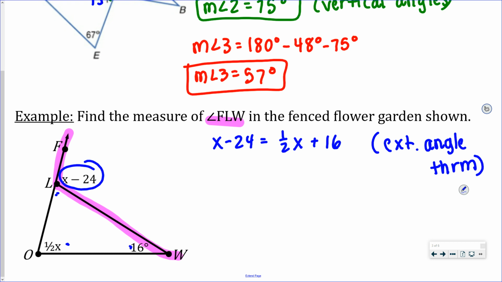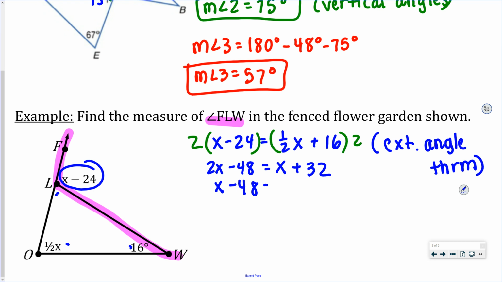So we can do that, exterior angle theorem. Okay, now to solve this equation, I would times both sides by 2 since I see that 1/2, that fraction. You don't have to, you can solve it with fractions if you want. That'd give me 2x minus 48 equals x plus 32. All right, subtract the x over. I get 1x. Add 48, I get x to be 80.